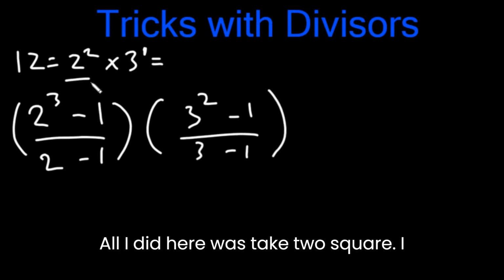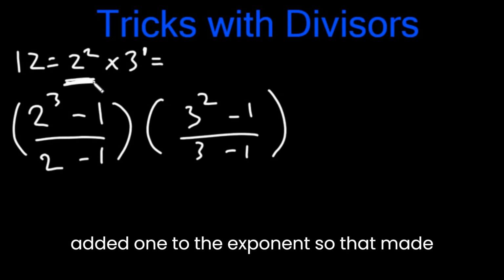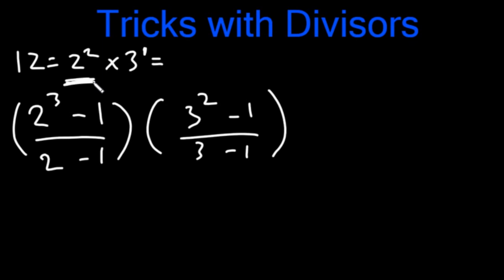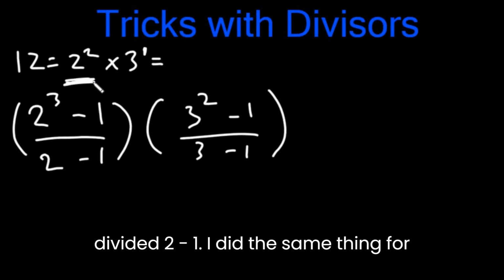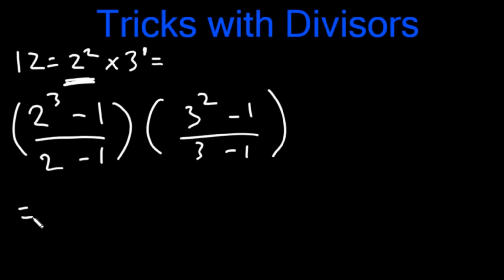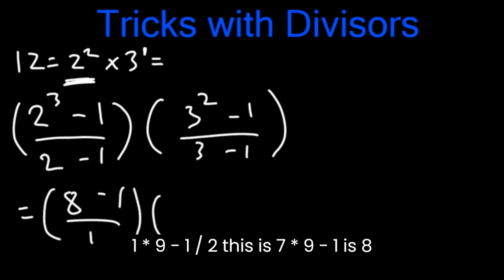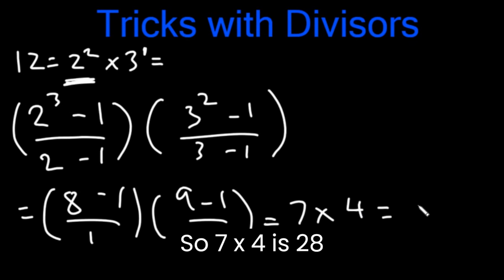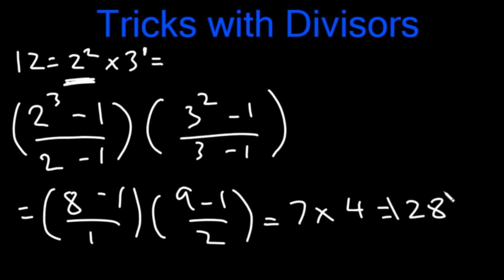All I did here was take 2 squared, add 1 to the exponent, so that made it 2 cubed, then I subtracted 1, then I divided by 2 minus 1. I did the same thing for 3. This is 8 minus 1 divided by 1 times 9 minus 1 divided by 2. This is 7 times 9 minus 1 is 8, and divided by 2 is 4. So 7 times 4 is 28.